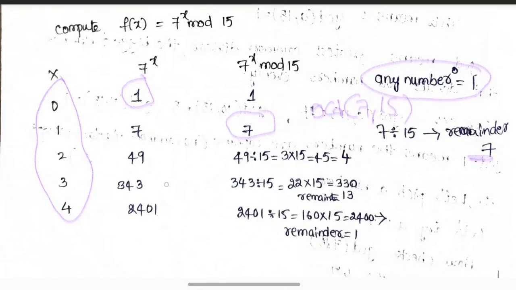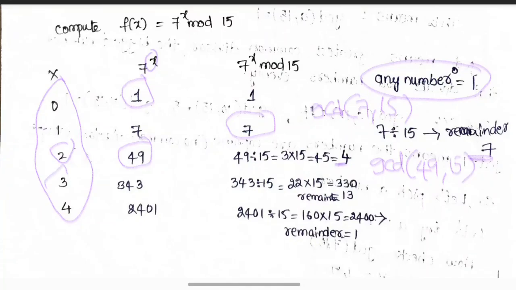Again, now you choose x as 2. If you choose x as 2, you will end up getting 49. Now GCD of 49 comma 15, so you will be getting 4.